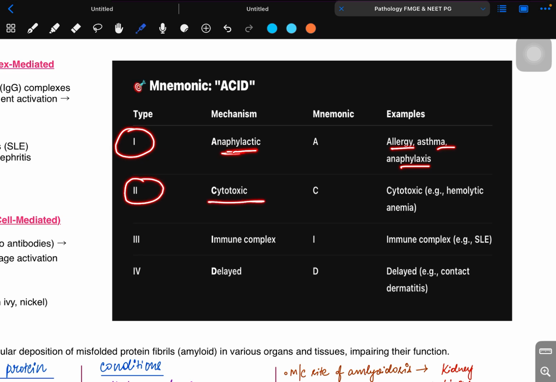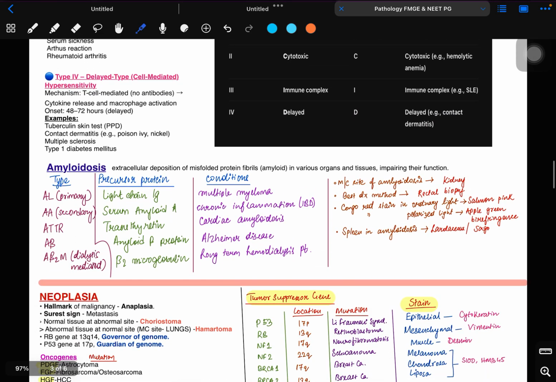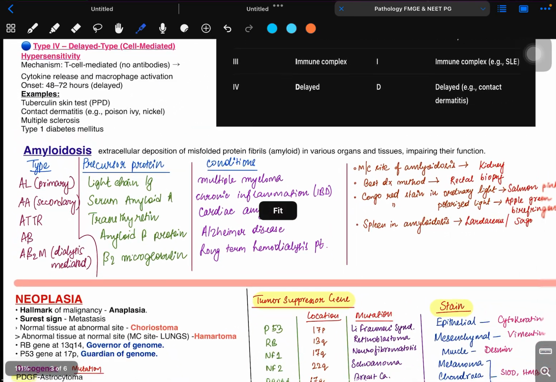Type 2 is due to cytotoxic mediated. Examples are hemolytic anemia. Type 3 is immune complex. I for immune complex, and immune complex example is SLE. And type 4 is D for delayed. Delayed example is contact dermatitis. So this is the mnemonic which will help you recall in the exam hall. What is amyloidosis?